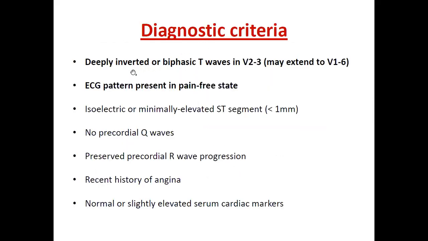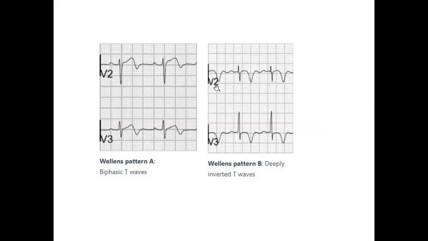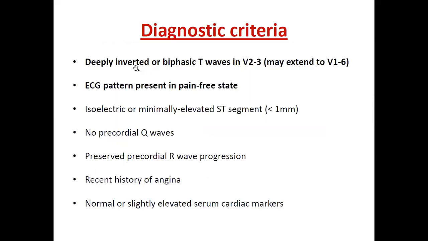So diagnostic criteria: deeply inverted or biphasic T wave in V2 and V3. You can say deeply inverted and biphasic. The ECG pattern will be present in the pain-free state. The patient will have resolution of pain because the occlusion has resolved on its own, or there is a temporary resolution of that. There is isoelectric or minimally elevated ST segment, less than 1 mm.